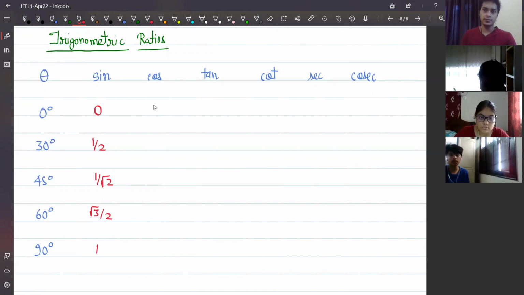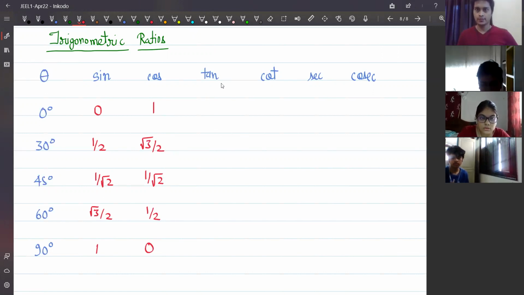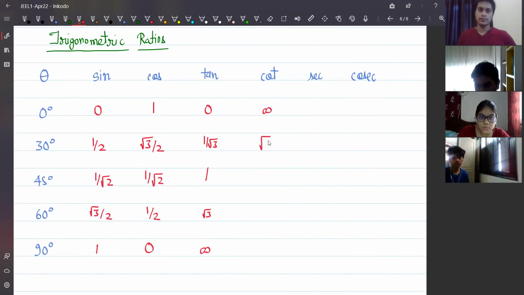Then tell me the value for cos also. So 1, then root 3 upon 2, then 1 upon root 2, 1 by 2, and 0. Correct. Vaishnavi, tell me the value for tan. 0, 1 by root 3, 1, root 3, and this comes out to be infinity. Okay. For cot: infinity, root 3, 1, 1 by root 3, 0.